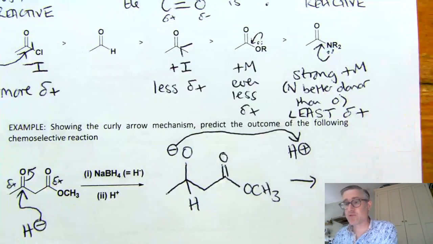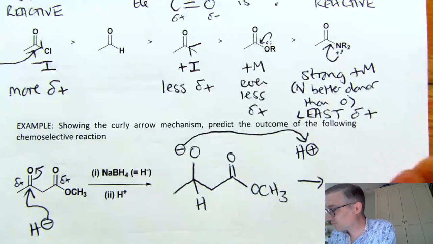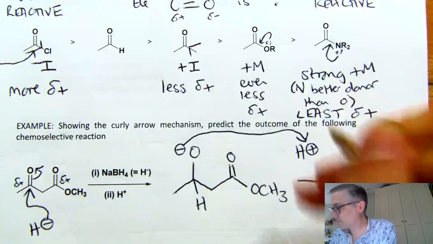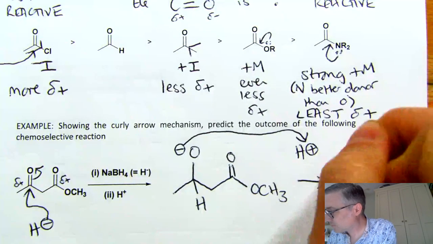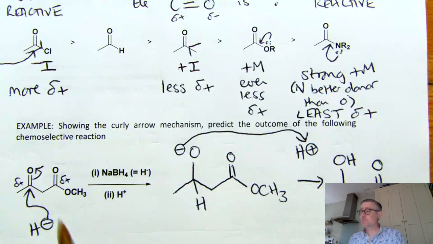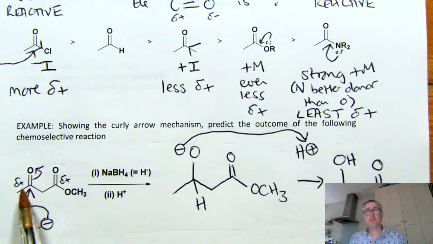And if we draw out the product of that, then we've made an OH here. There is, of course, still a hydrogen attached here, but because it's a hydrogen on a carbon, I'm not showing it at the end. What have we done overall in this reaction? We've turned a ketone into an alcohol.